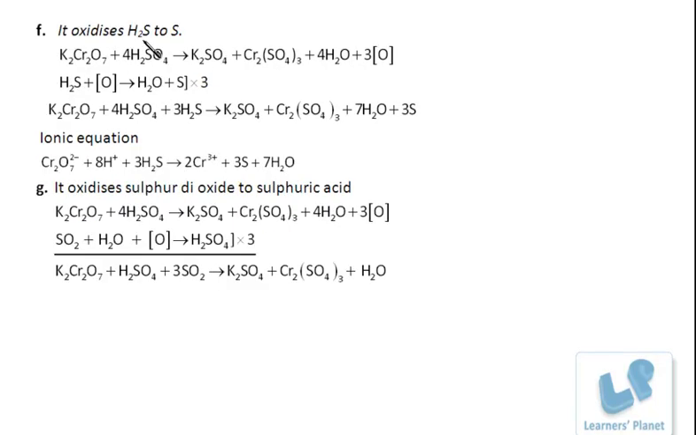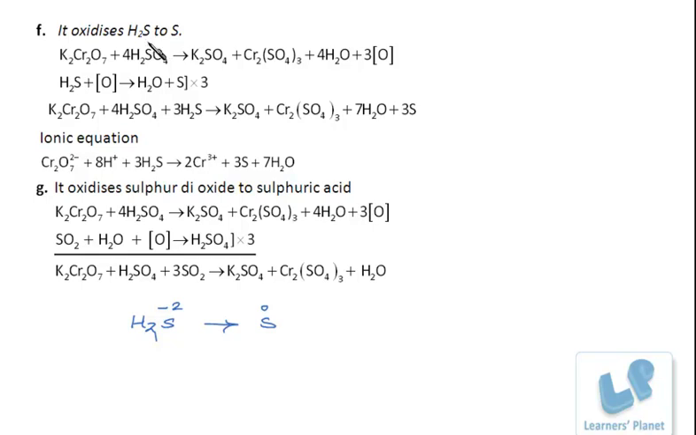It will oxidize H2S to sulfur. The oxidation state of sulfur over here is -2 and it oxidizes it to sulfur 0. So potassium dichromate with sulfuric acid will form potassium sulfate, chromium sulfate, water and the nascent oxygen. H2S will be oxidized to water and sulfur. Right? So it oxidizes sulfides to sulfur.